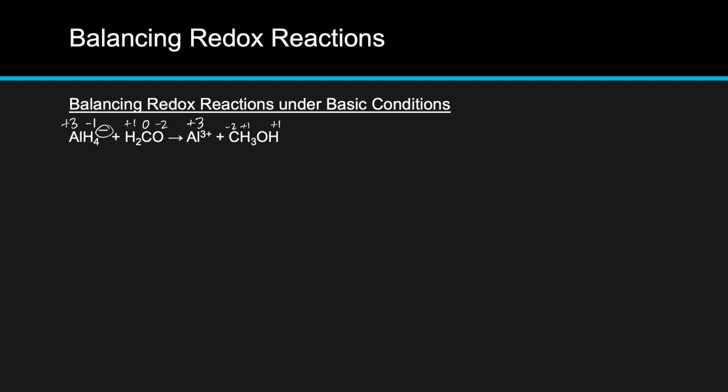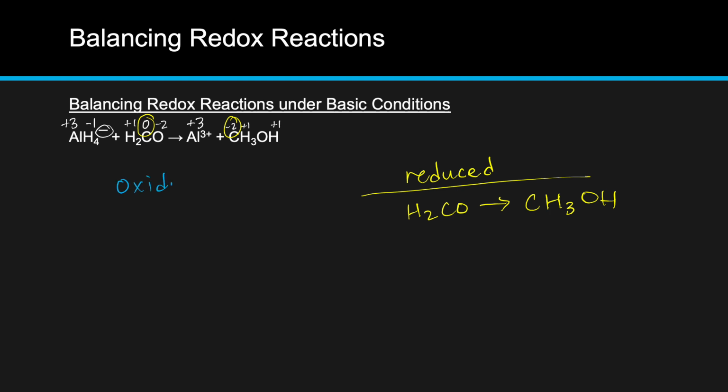So our carbon is going from a 0 to a -2, which means it is gaining electrons, which means it's reduced. So our reduction half reaction is going to be with H2CO and CH3OH. And our oxidation half reaction is going to be with AlH4- and Al3+. Now you need to balance your non-hydrogen and oxygens, and if you look, our aluminums are balanced and our carbons are balanced, so we're good there.